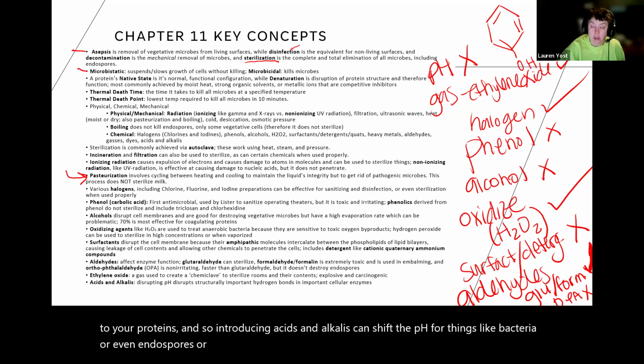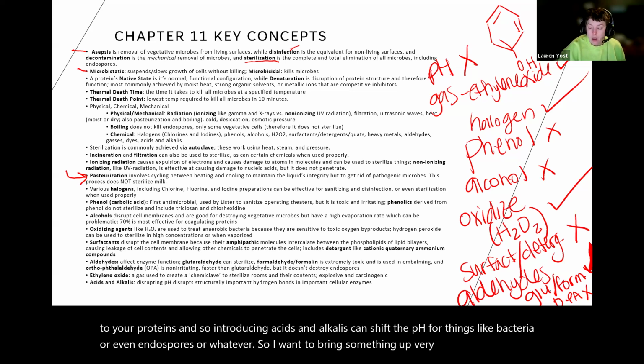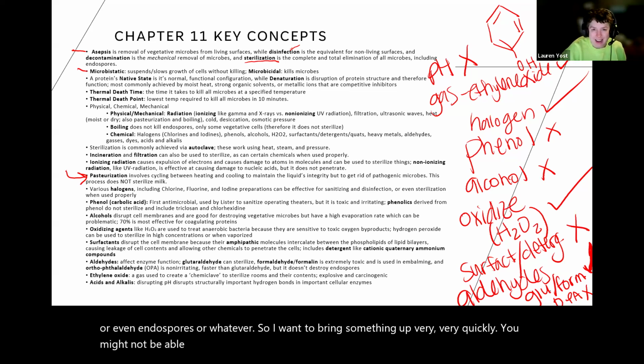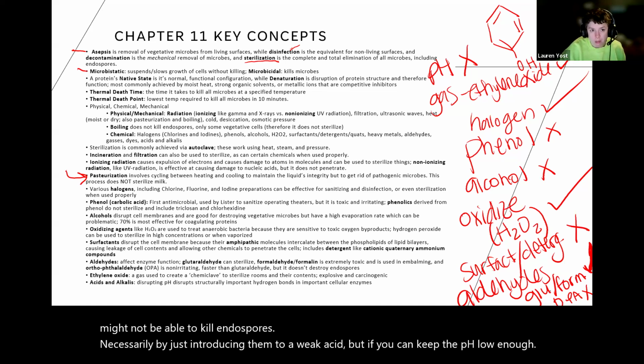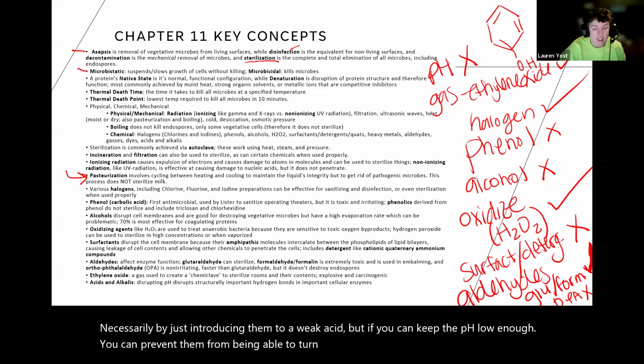So I want to bring something up very, very quickly. You might not be able to kill endospores necessarily by just introducing them to a weak acid, but if you can keep the pH low enough, you can prevent them from being able to turn into vegetative cells. And the vegetative ones are the ones that make the toxins.